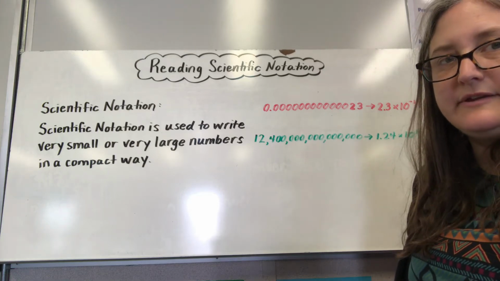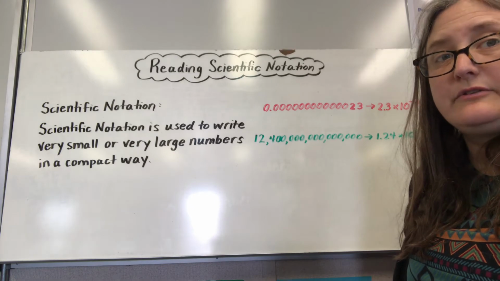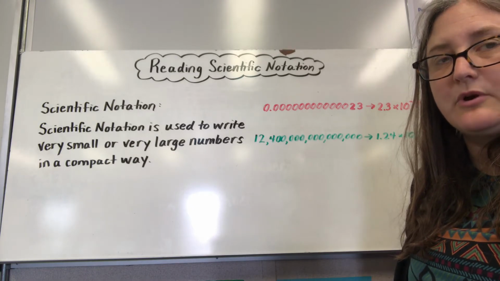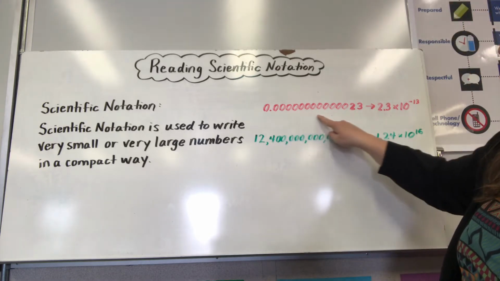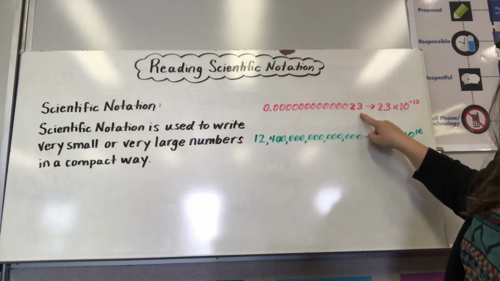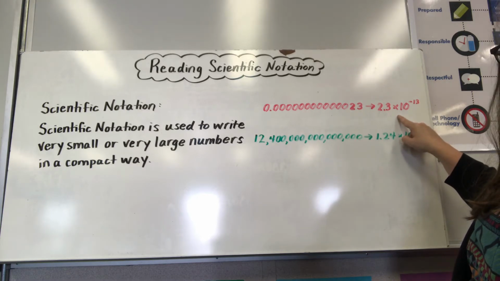This is reading scientific notation. Scientific notation is used to write very small and very large numbers in a more compact way. For example, here we have a very small number with a lot of zeros. In scientific notation, this number can be written as 2.3 times 10 to the negative 13th.